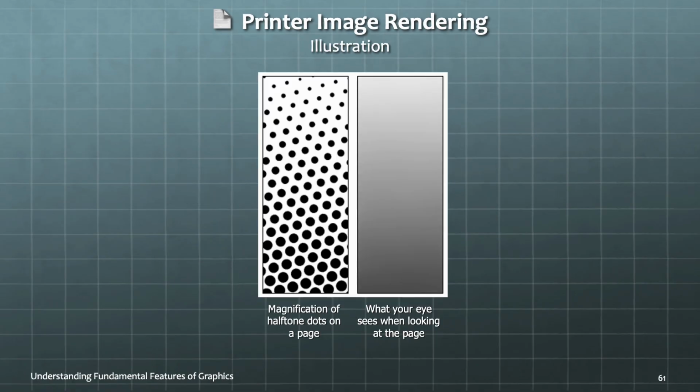Here's an illustration of halftone dots. On the left is a magnification, and then on the right is what you actually see. You can see clearly the different sizes of the halftone dots and how they convey color tone.